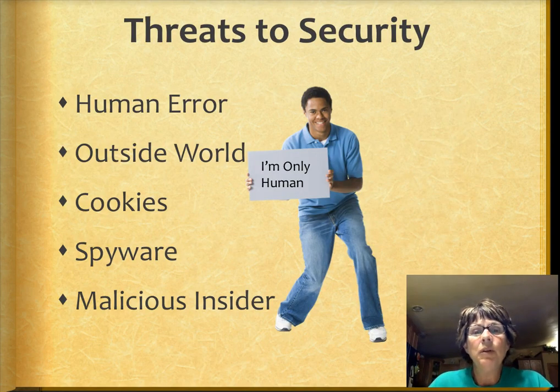So let's talk a little bit about threats to security. A nationwide study done by the Computing Technology Industry Association found that human error was the most likely cause of security breaches. Now we know we're only human and we're going to make errors, so systems have to be put in place to help us so that that doesn't happen.